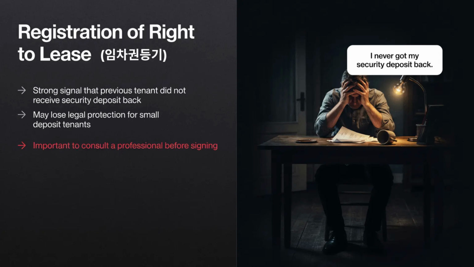If Section B, Other Rights, shows a registration of right to lease, this is a strong signal. A previous tenant may not have received their security deposit back. If you sign a new contract while this registration exists, you may lose the legal protection given to small deposit tenants. It is important to consult a professional before signing.